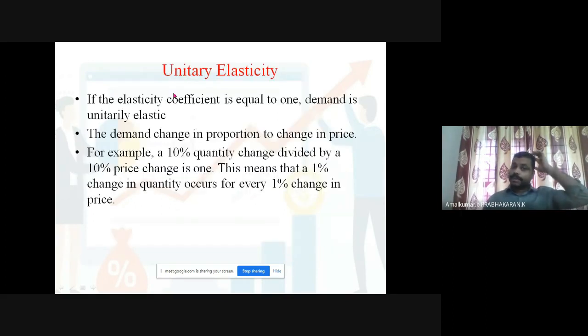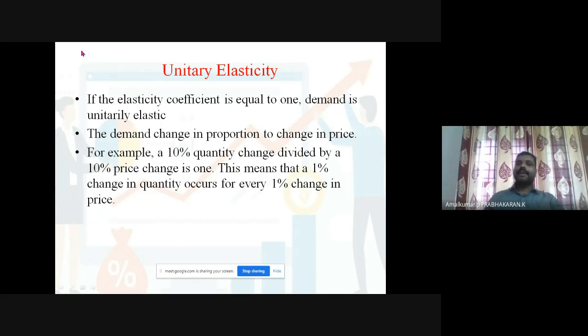Then the last one is unitary elasticity. Unitary elasticity of demand: if the elasticity coefficient is equal to 1, the demand is unitary elastic.